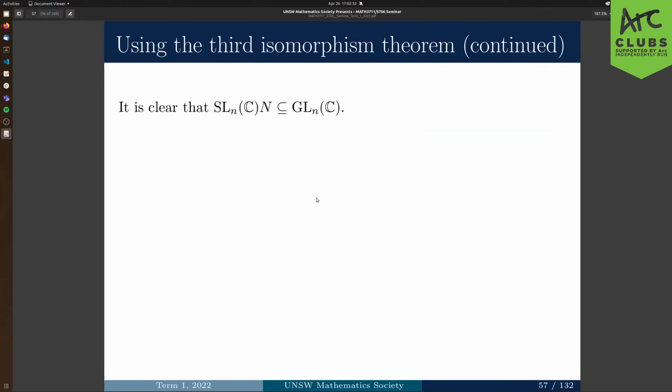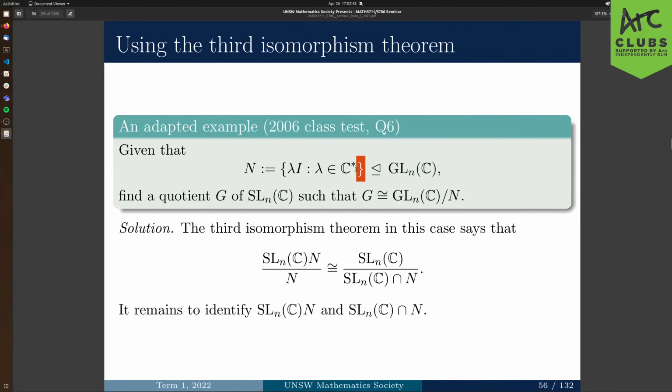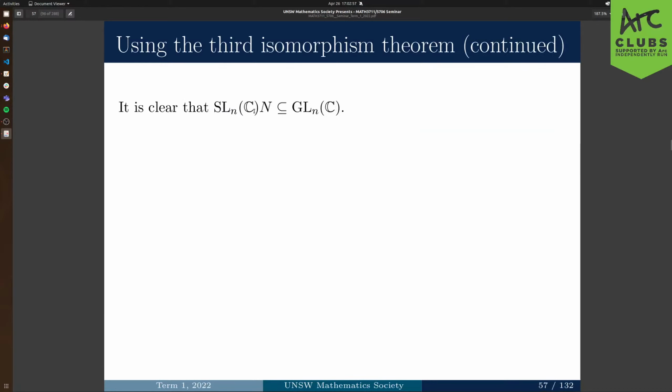So it should be pretty clear that this product is at least a subset of GL, because GL is the set of invertible complex n by n matrices, and SL is the set of all matrices with determinant 1. Because my choice of lambda is non-zero, this scaled identity matrix is non-zero, so it's not the zero matrix. Therefore, it's also got non-zero determinant. If I multiply these two together, I get another invertible matrix, so I clearly stay within GL.